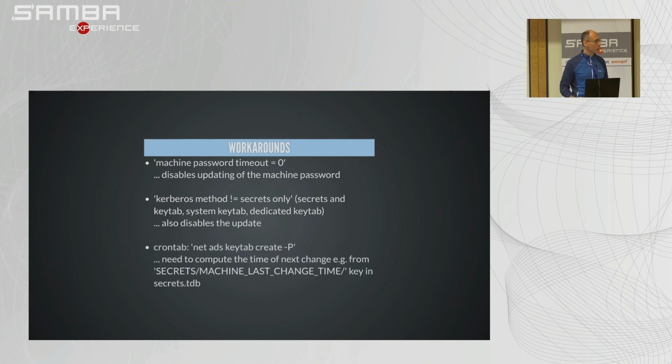And one of the last and more sophisticated methods was to run always net ads keytab create after the password was updated. But the hard task was to find out when this should be done, because the password update will happen somewhere in the future, typically in 1 week intervals. So there was a documented approach how to read, for example, from secrets.tdb the attribute machine last change time. Then you add to it the timeout, and after that you will update it.